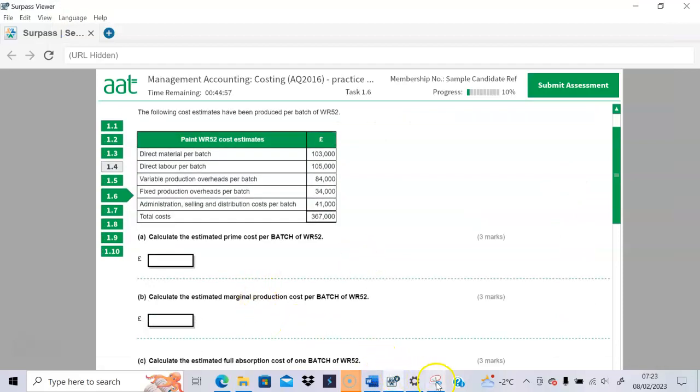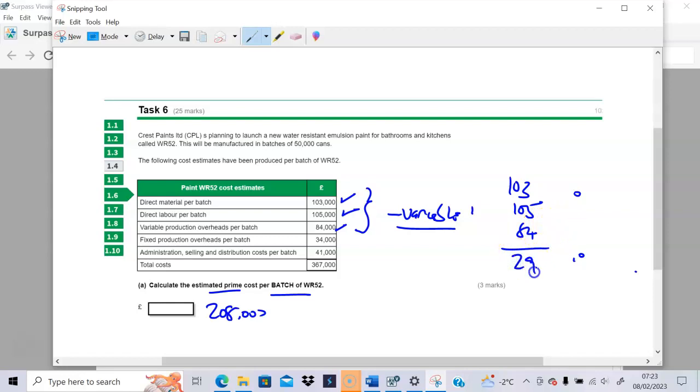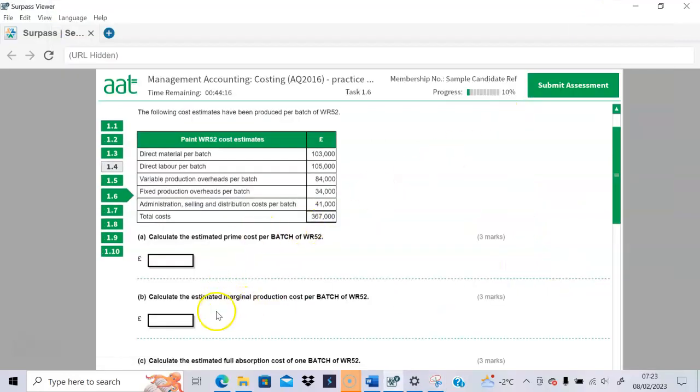So if I come back here, well, my marginal production cost will now include, marginal simply means variable in simple English, because it's the cost that changes with the production of an extra unit. It's the actual changing cost. Fixed costs just don't change. So in terms of marginal, which is the next question, I will now include, if you like, all three together, right? And that will arrive at 292,000. So your marginal, which is B, which is what that question is asking, is 292.